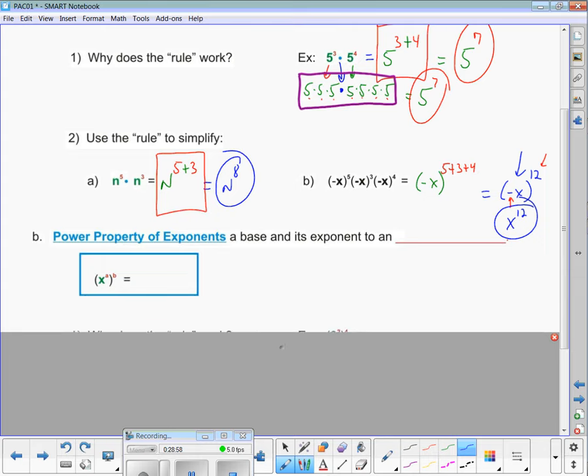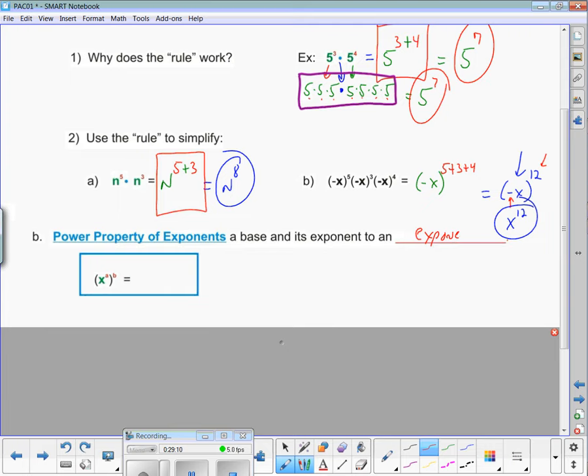All right, I've got one more property today, and it's the power property of exponents. So it's a base and its exponent to an exponent. If you look here at the example, at the property, here's a base and its exponent, and you've got that parentheses, and you've got another exponent. So a base and its exponent to an exponent.